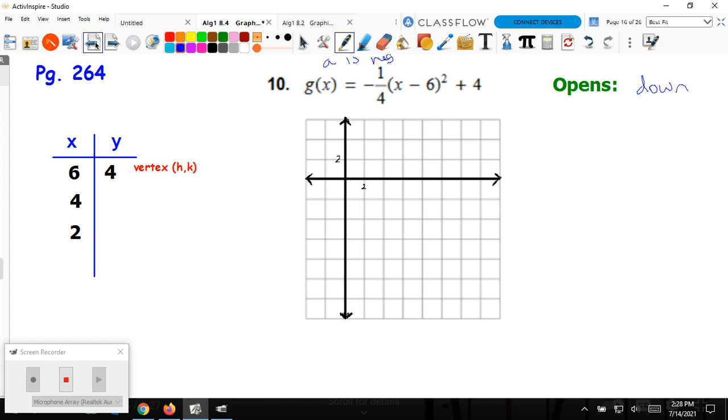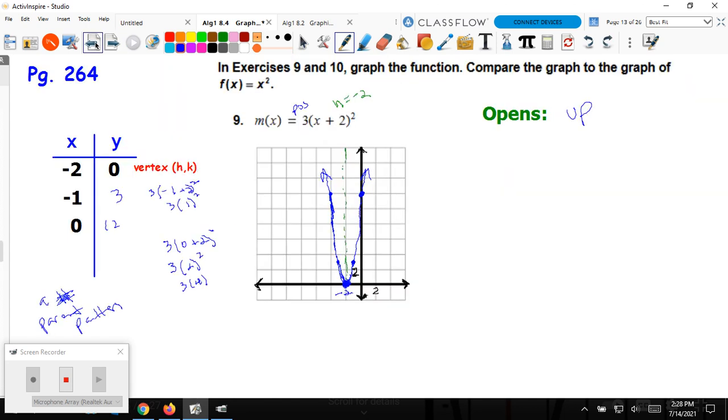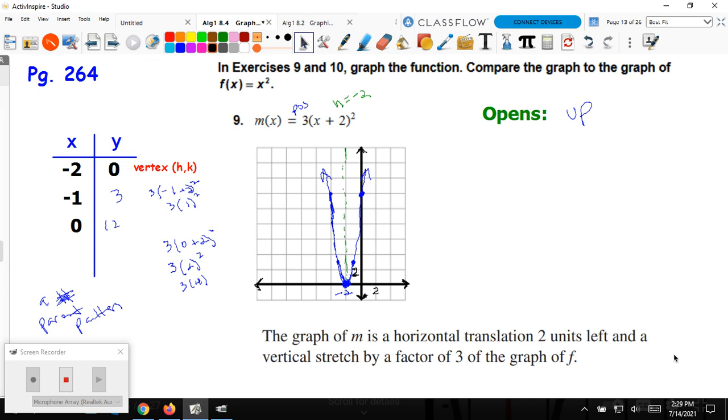And actually, I forgot, I missed coming back. Let's go back to number 9. I'm sorry, before I get ahead of myself there. Compare the graph of the function to the parent function. This is our parent function, just the regular, most basic x squared. This is what we would say here. We would say that the graph of m is a horizontal translation 2 units left and a vertical stretch by a factor of 3 of the graph of the parent function, the graph of f.